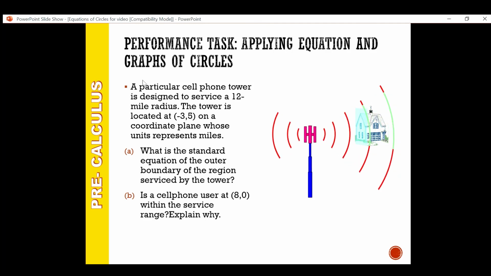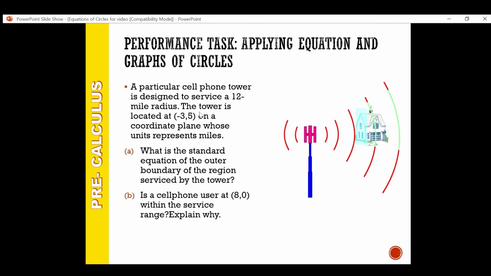Let's read the problem. A particular cell phone tower is designed to service a 12-mile radius. The tower is located at -3, 5 on a coordinate plane whose units represents miles. Letter A. Question. What is the standard equation of the outer boundary of the region serviced by the tower? And letter B, is a cell phone user at 8, 0 within the service range? Explain why.